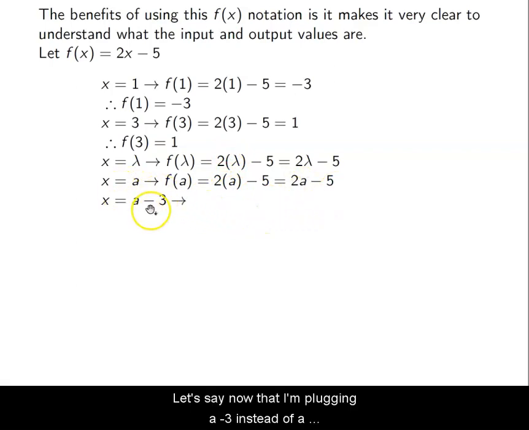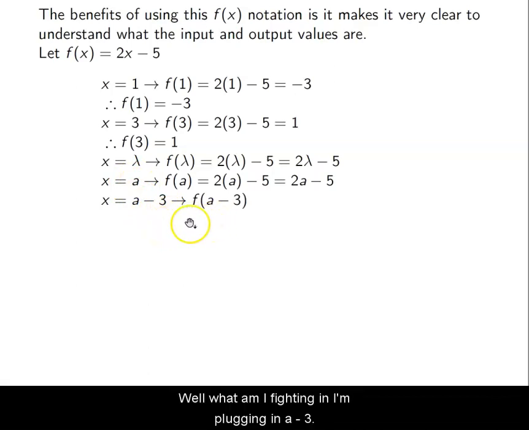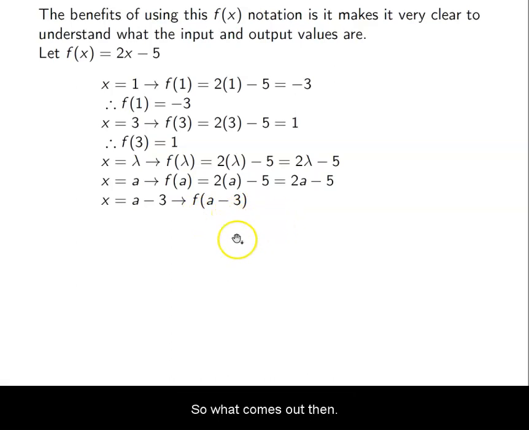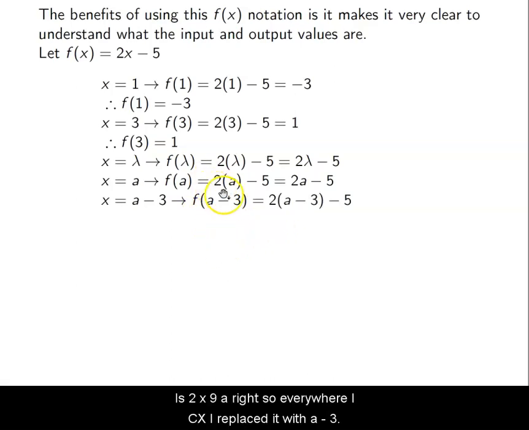Let's say now that I plug in a minus 3 instead of a. So whatever this value is, let me subtract 3 from it. Well, what am I plugging in? I'm plugging in a minus 3. So what comes out then is 2 times not a, right? So everywhere I see x, I replace it with a minus 3.